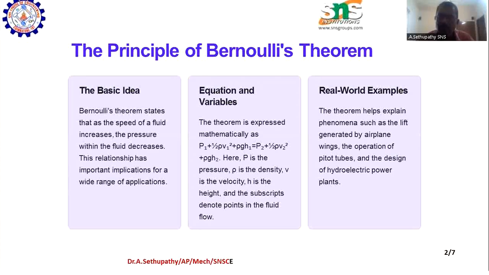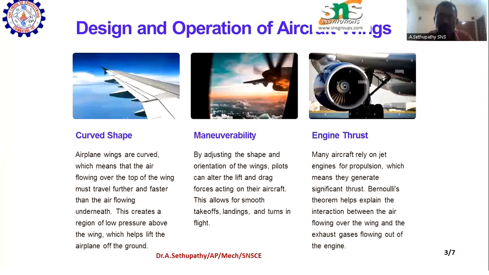Real world examples: the theorem helps explain phenomena such as the lift generated by airplane wings, the operation of pitot tubes, and the design of hydroelectric power plants. First, design and operation of aircraft wings. Airplane wings are curved, which means that the air flowing over the top of the wing must travel further and faster than the air flowing underneath. This creates a region of low pressure above the wing, which helps lift the airplane off the ground.